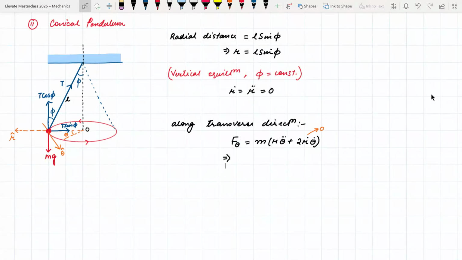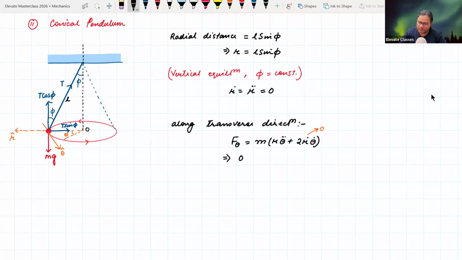Isn't it 0? It's 0. There is no force along the F theta, right? देखिए, थीटा की डायरेक्शन कोई फोर्स ही नहीं है, ठीक है ना? So this is equal to m r theta double dot, ठीक है? So that means theta double dot is equal to 0. That means theta dot, which is basically equal to omega, is equal to constant.